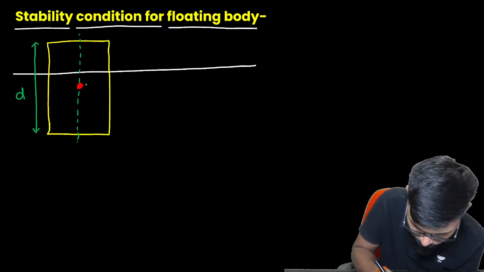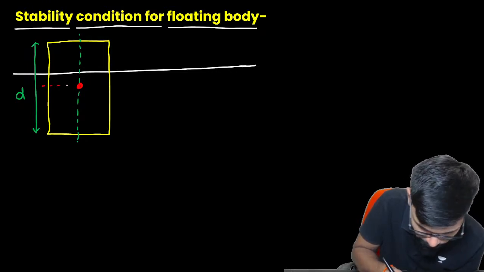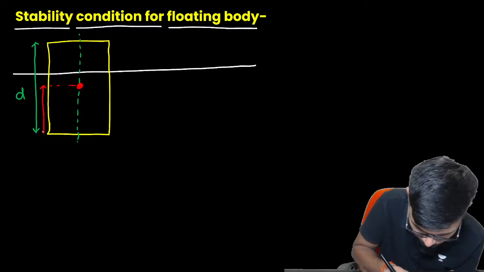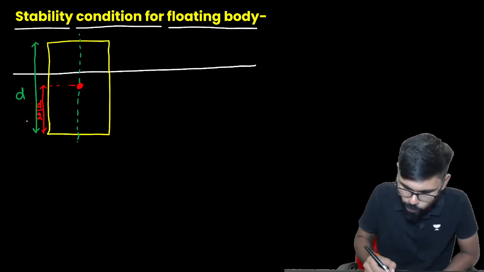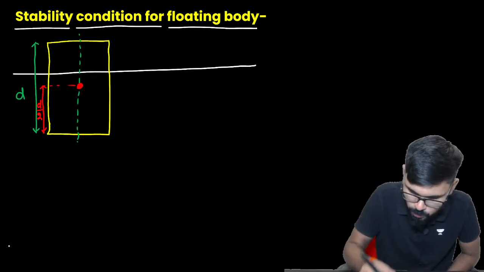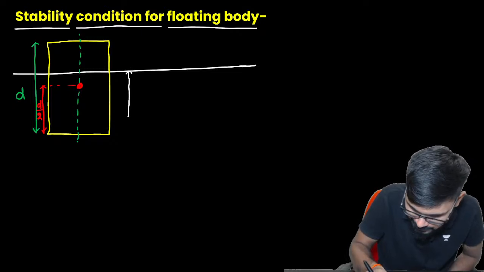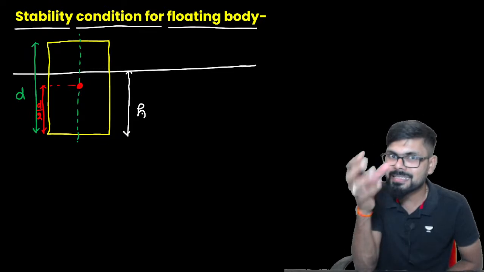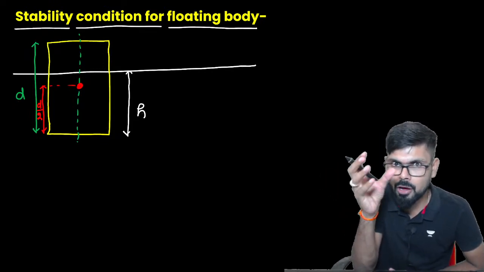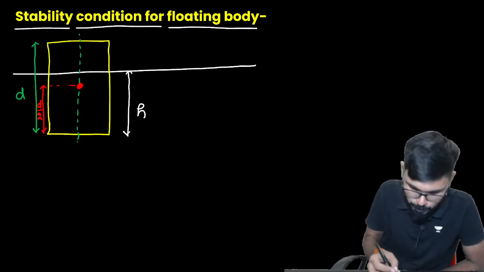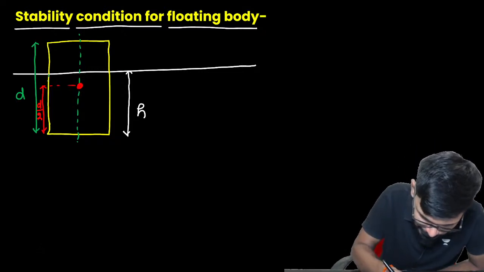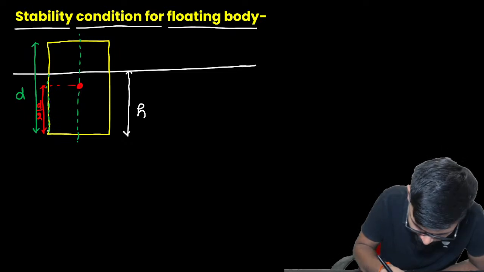This is basically D by 2. Clear? Now, how much portion is submerged? Let's say H is submerged. So what is the center of gravity for the displaced fluid? The displaced fluid is which part? I'm going to draw with green color. Let's say this is the displaced part.